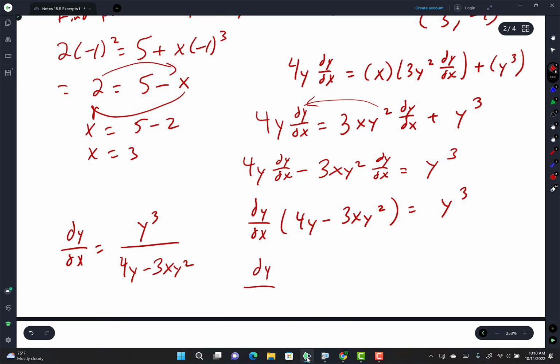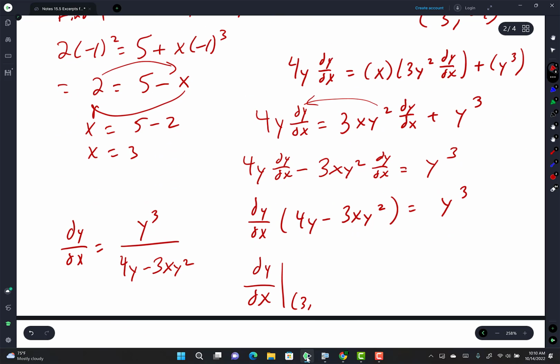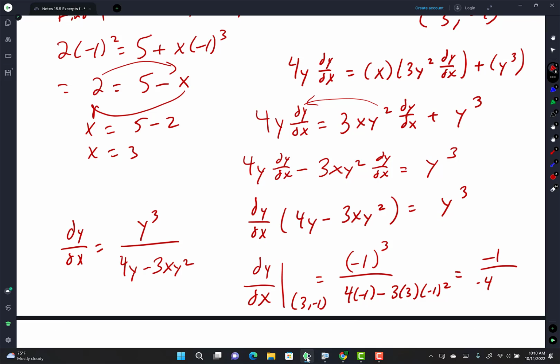So then I write dy dx evaluated at the point 3, -1 equals -1 to the third, so it's going to be a -1 there, over 4 times -1 minus 3 times 3 times -1 squared. Let's see what that is. -1 divided by -4. 3 times 3 is 9. -1 squared is 1. 9 times 1 is 9. So -4 minus 9. Negative divided by negative is a positive. 1 over 13. Is that correct to you guys?